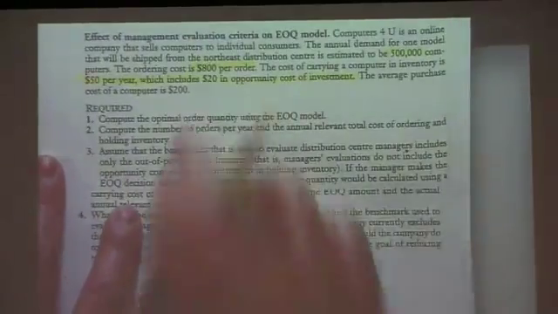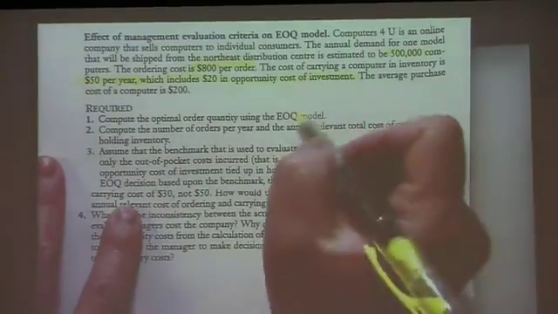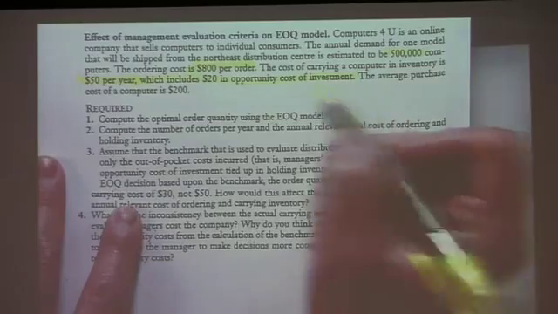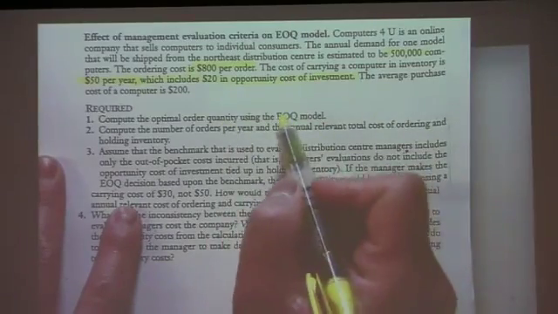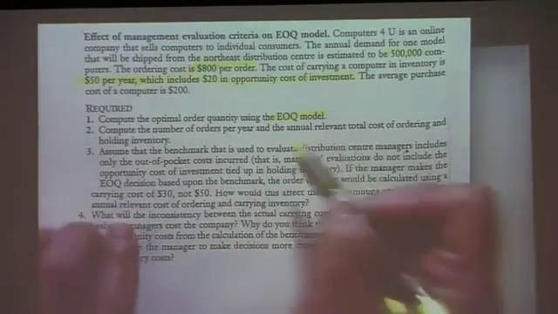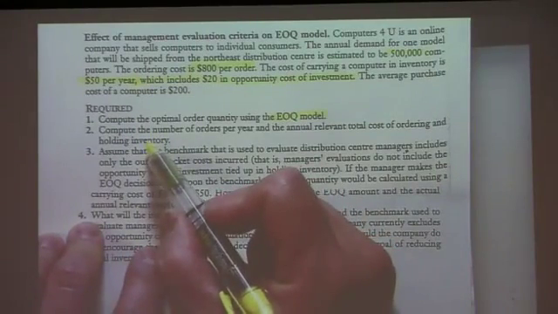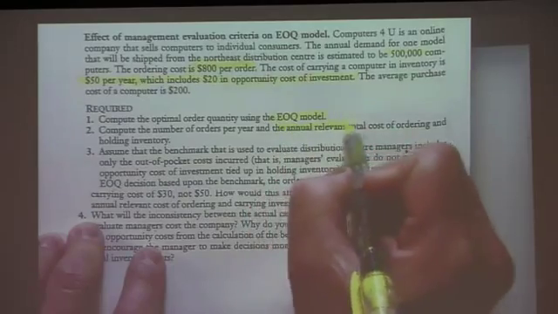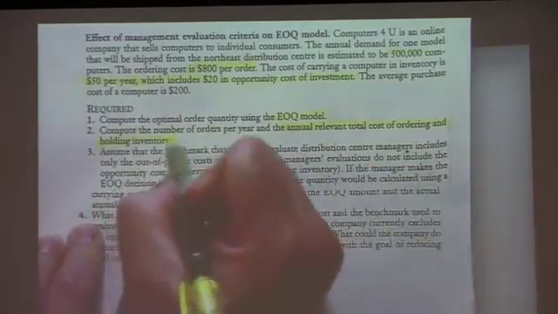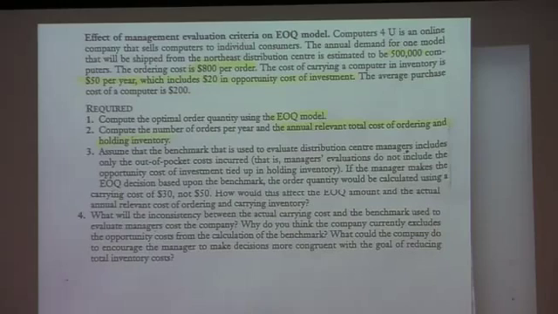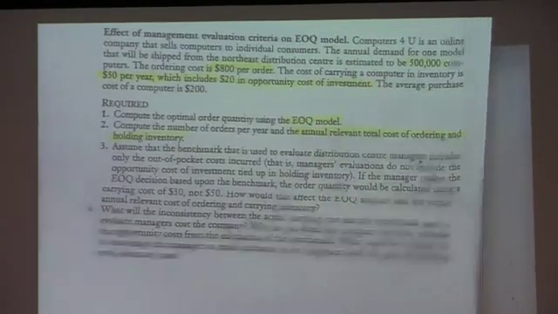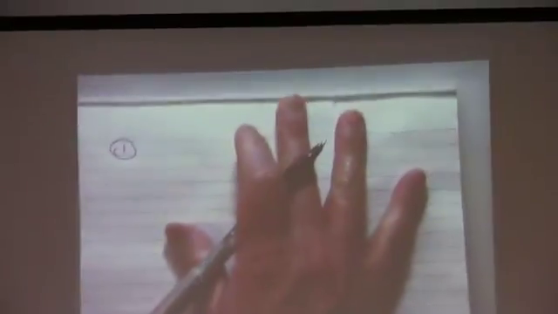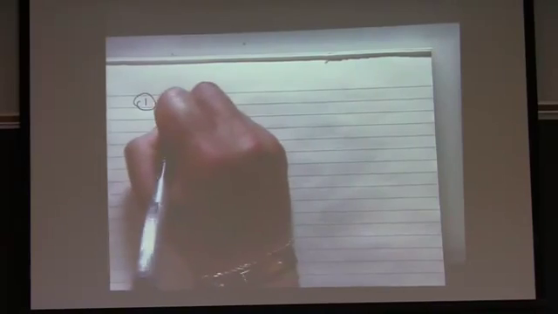Now, it's asking us for a couple of things. First, what is the order quantity using the EOQ model. And two, they want us to compute the number of orders per year and the annual relevant cost of ordering and holding inventory. So let's take a look at questions 1 and 2 before we move on to 3 and 4. For question 1, it's asking us to calculate the EOQ.